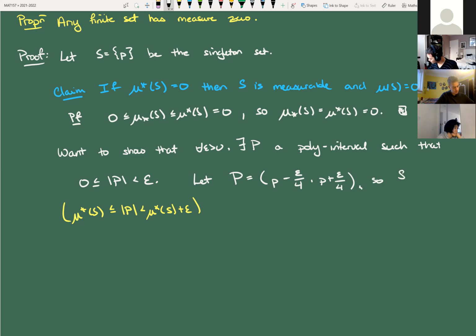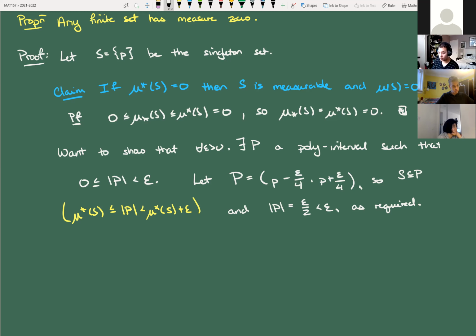So S is contained in P, and the length of P is epsilon over 2, which is less than epsilon as required. Okay. So singleton sets are measure 0, right? You can definitely cover them with polyrectangles, or polyintervals, which are arbitrarily small.